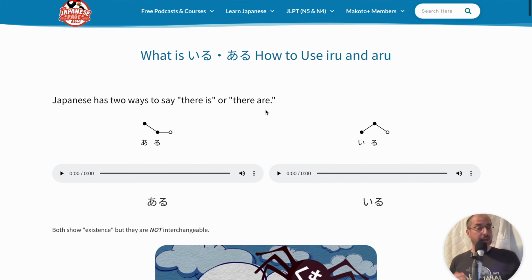There's aru and iru. Just to cut to the chase, aru is used when objects do not move of themselves, of their own will. And iru is used when, well, the opposite: objects, people, animals, things that move of their own accord. And first, let's hear the pronunciation for aru.